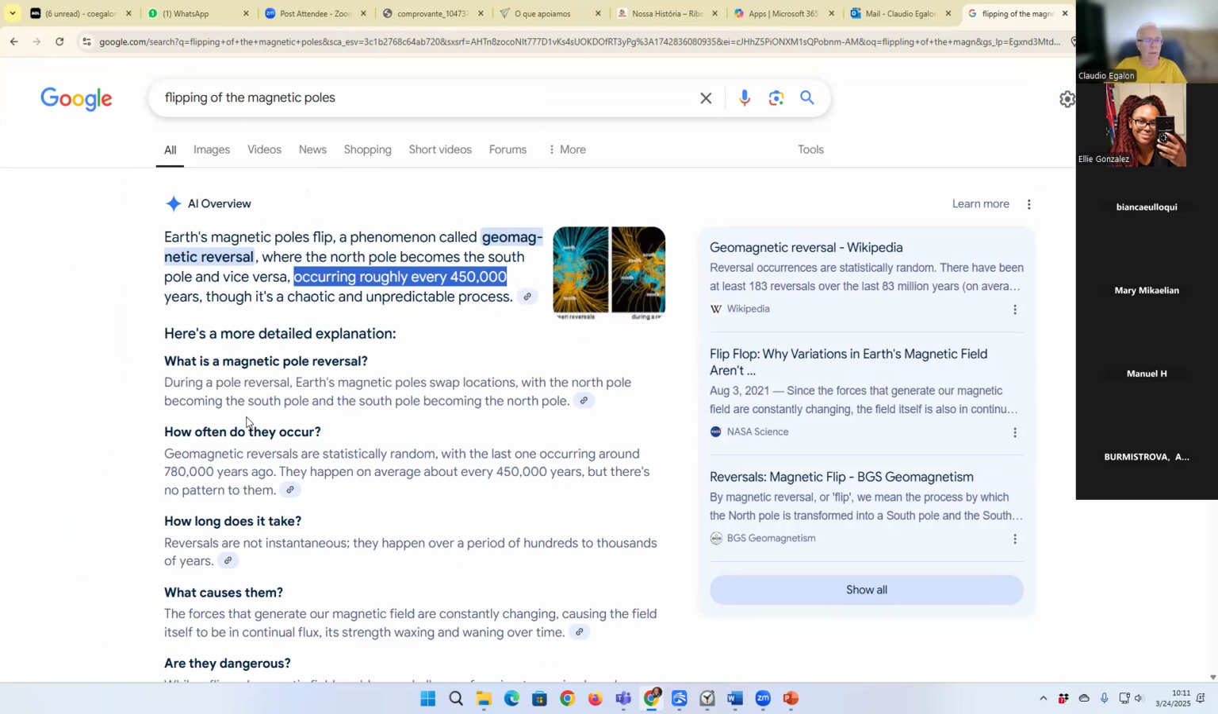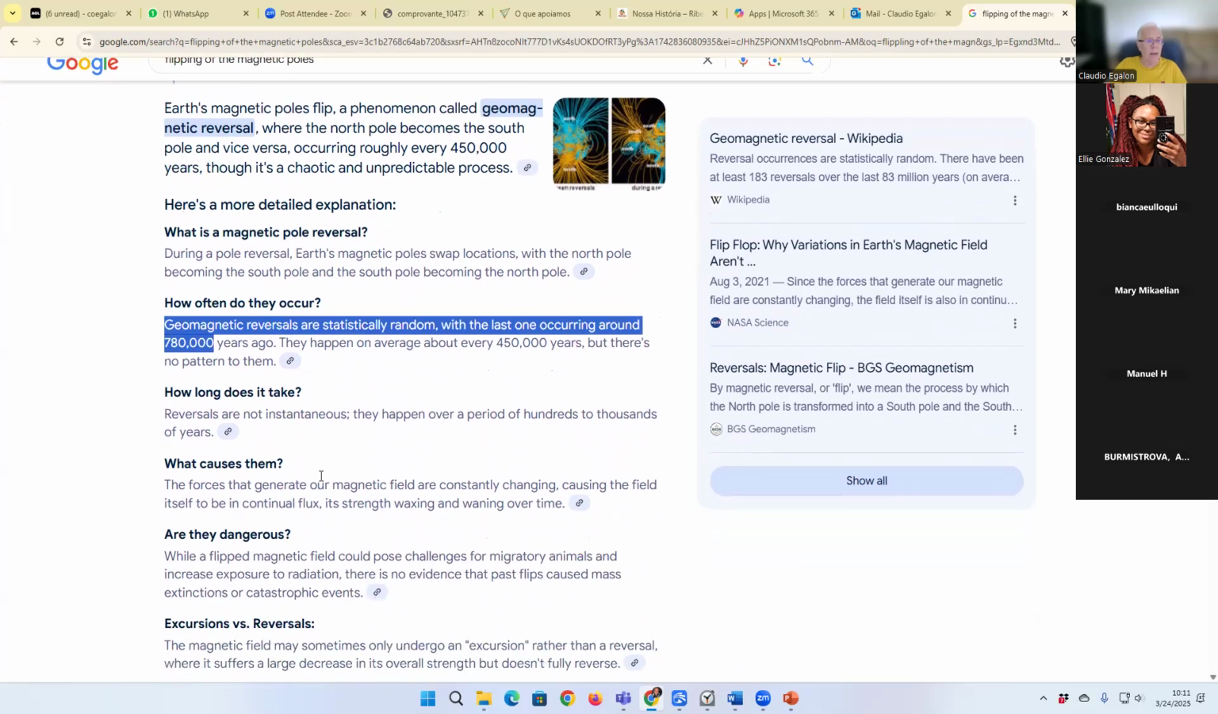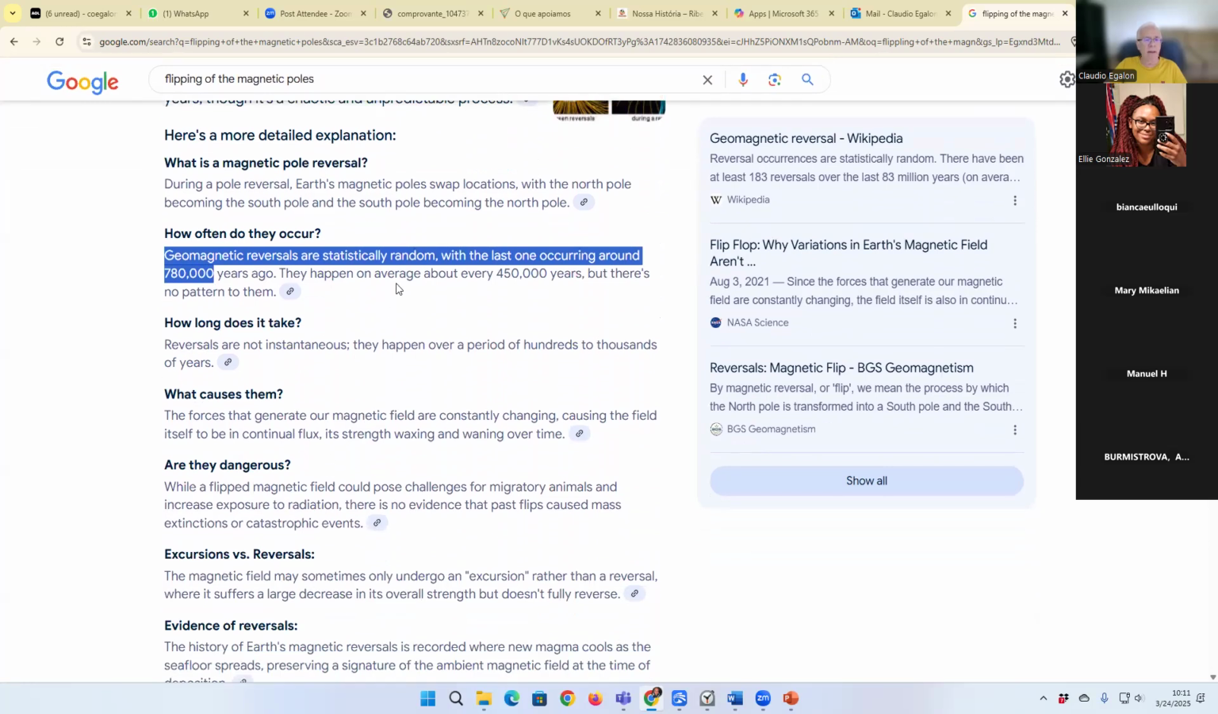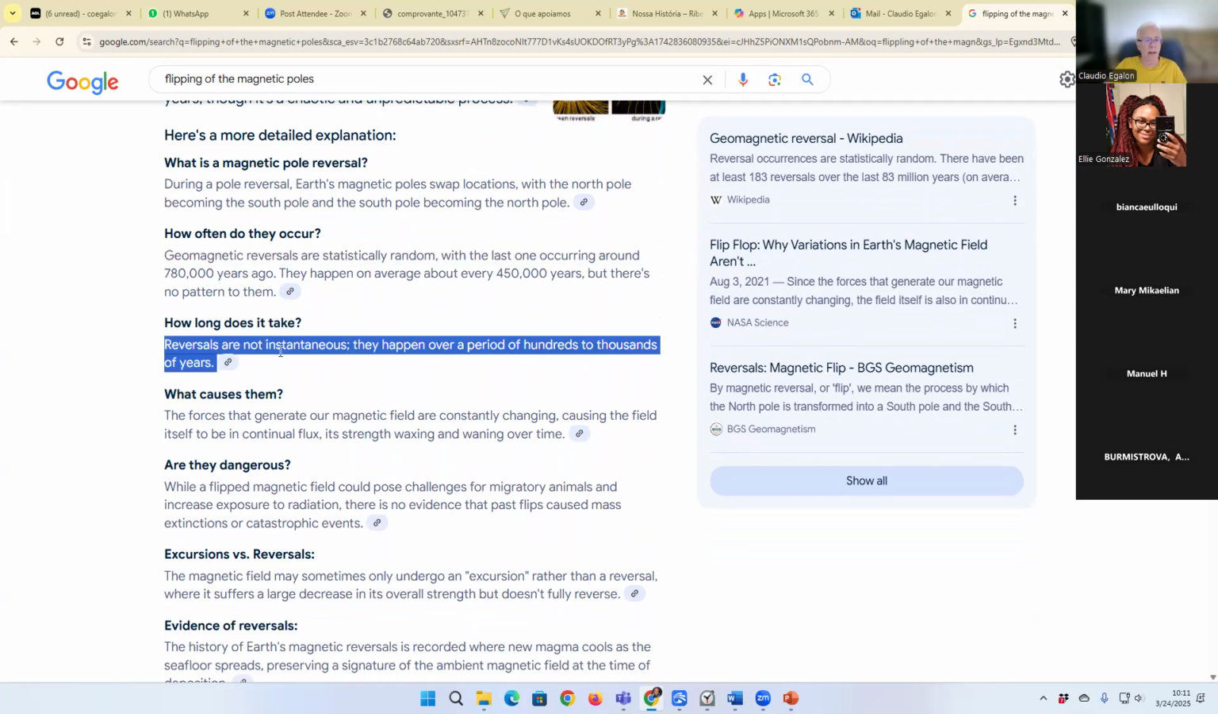Though it's a chaotic and unpredictable process. Geomagnetic reversal. It looks like we are overdue, right? Geomagnetic reversal is statistically random, with the last one occurring around 780,000 years ago. So we are overdue. So at this very moment, we may have a reversal of the magnetic field of the Earth occurring. We may have. Reversals are not instantaneous. They happen over a period of hundreds of thousands of years.